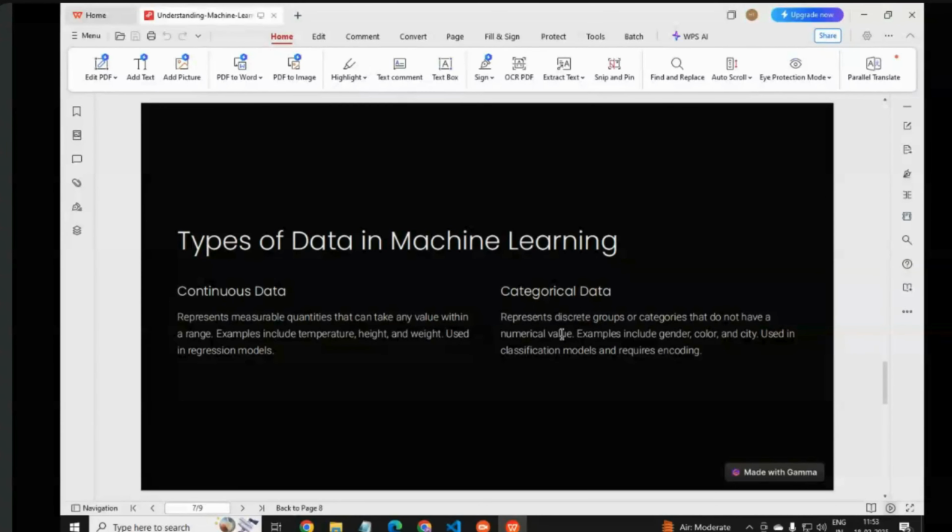Continuous data is numerical, and categorical data is alphabetical: groups, labels, classes. We use continuous data for regression problems, and categorical data for classification tasks. In categorical data we must do encoding. We have to convert categorical data into numerical form.